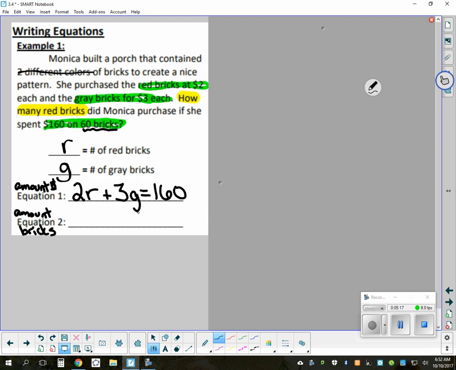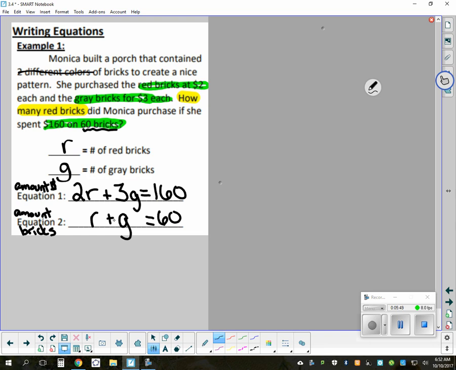Well, I know the total amount of bricks is going to be 60. What would I have to add up to equal 60? It doesn't have anything to do with the dollar amounts. It's simply however many red bricks Monica bought plus the number of gray bricks she bought would have to equal 60. So maybe she got 30 and 30 for a total of 60. Maybe she got 40 red bricks and 20 gray bricks for a total of 60.